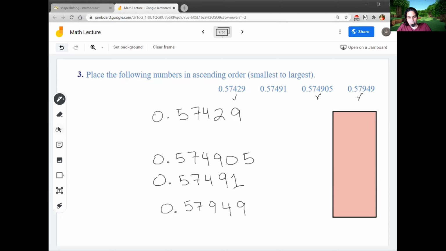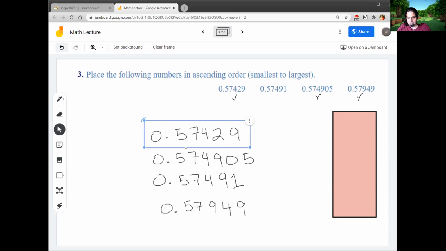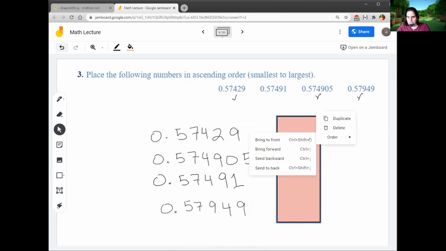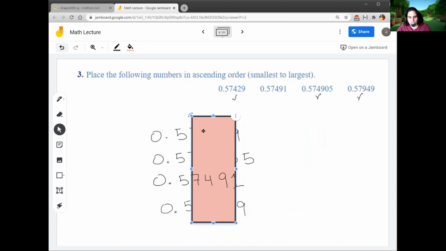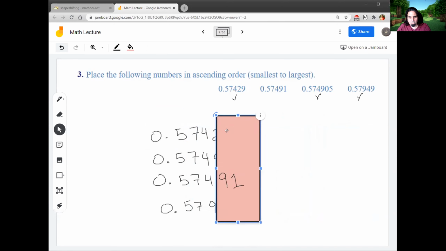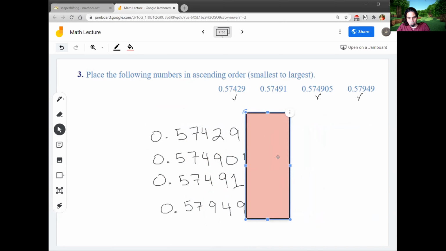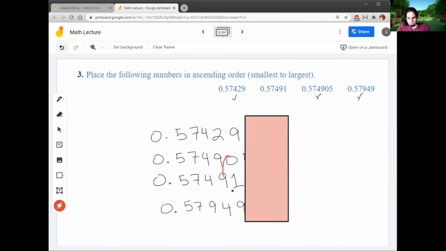Maybe you can see it already. If not, I'll use my box. So, oops, bring that to the top. So the 5s are the same, the 7s are the same. It has to be with the 4 group, right? We're not going to move it to the bottom. And the 9s are so far tied, close race. But then at the last moment, the 1 pulls ahead of the 0. It is bigger.